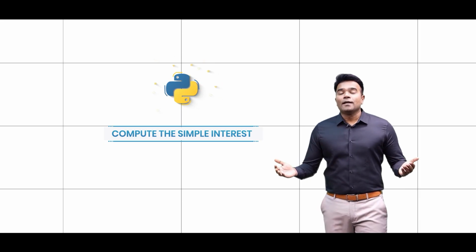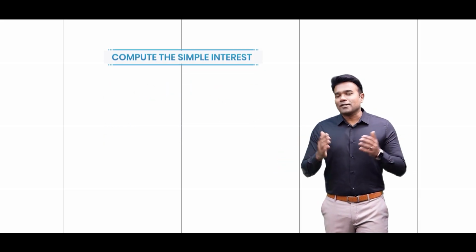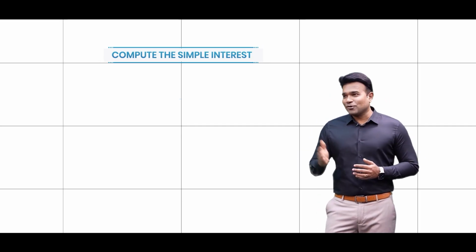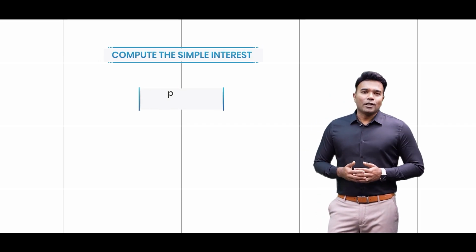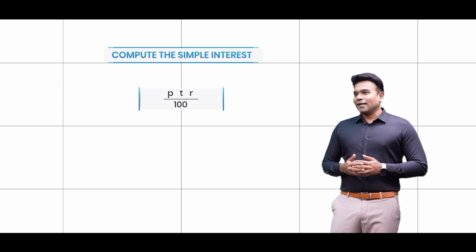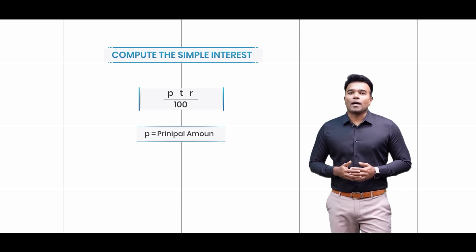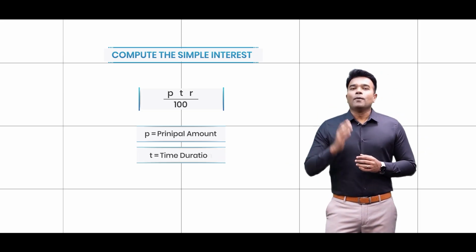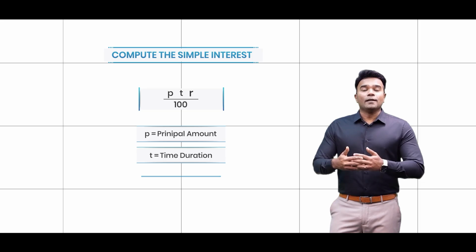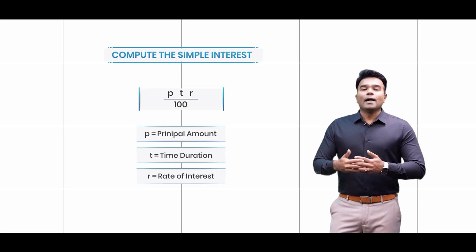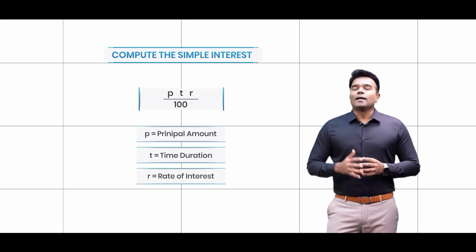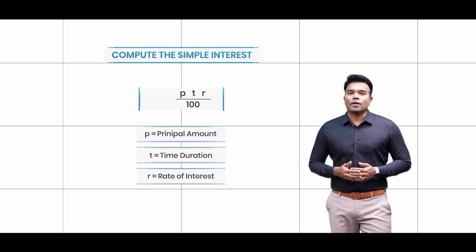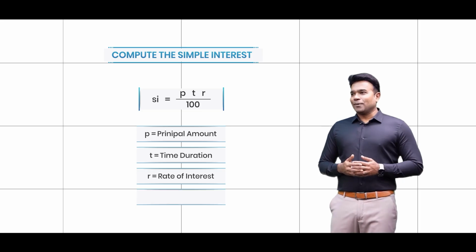Well, I'm sure that many of my learners have heard about this term called the simple interest, and that you also know that the formula to compute the simple interest happens to be PTR by 100. Here P stands for the principal amount that you would have taken as the loan, T stands for the time duration for which you would have taken the loan, and R stands for the rate of interest that the bank shall be charging from you for taking the loan, and whatever is computed as PTR by 100 is stored in SI, which happens to be the simple interest.